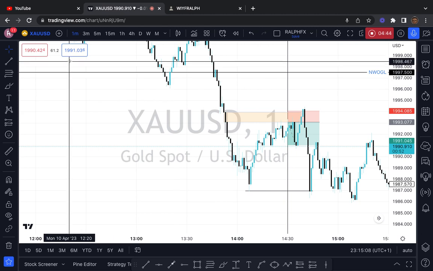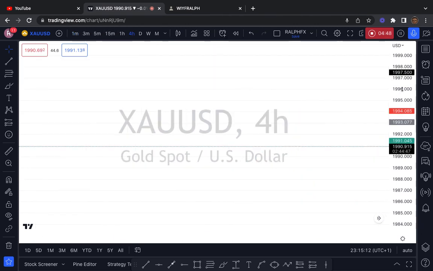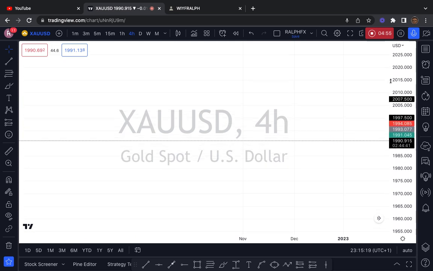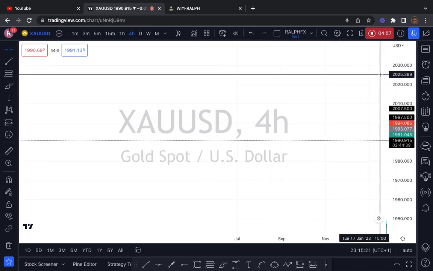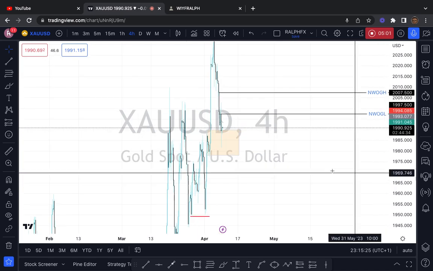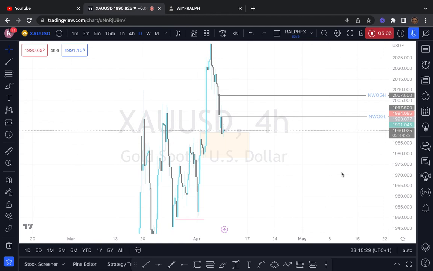Now let's go to the higher time frame. Let's start from the 4-hour time frame to look at what happened with gold today. What happened with gold today? Am I on the right time frame? Yeah. Okay. So gold. Let's look at the daily to see a more cleaner price action.